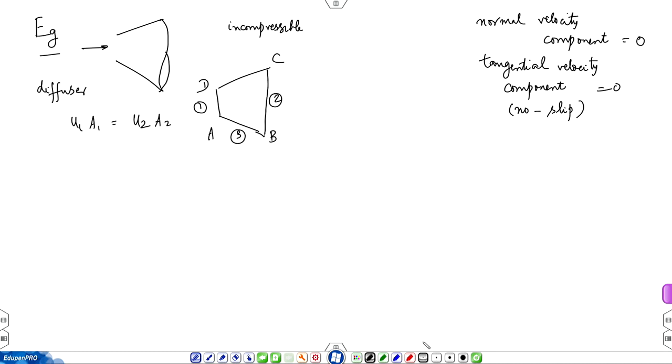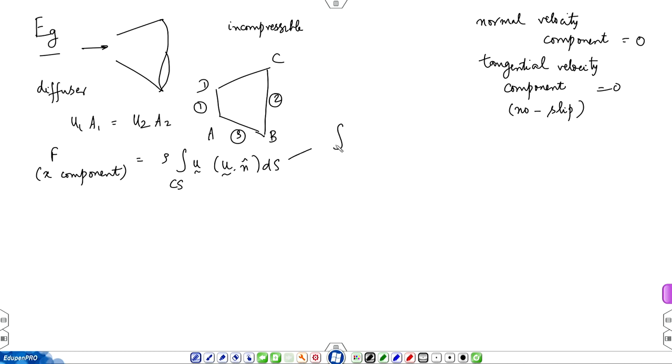So, going back to this diffuser, now we write the momentum equation in one direction, the x direction. So, the x component momentum equation is equal to, we had that integral over Cs of rho u (u dot n) dS. So, how do you evaluate this integral?